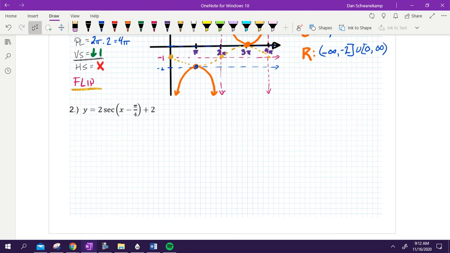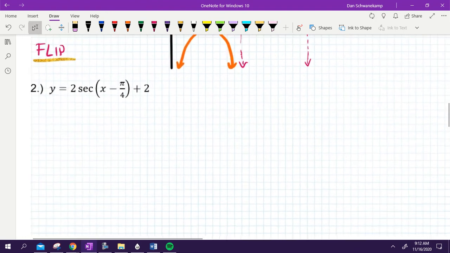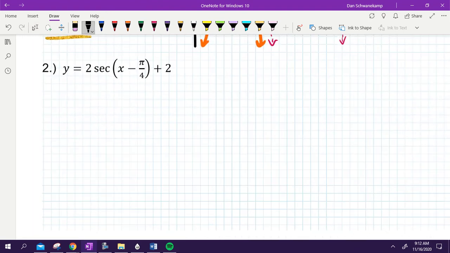Let's do it again. So the next one, 2 secant x minus pi over 4 plus 2. We're going to start off, it's secant. So secant means I'm really graphing what here? I'm really graphing cosine. We're going to do amplitude, period length, vertical shift, horizontal shift. Talk with your neighbor, graph that thing.